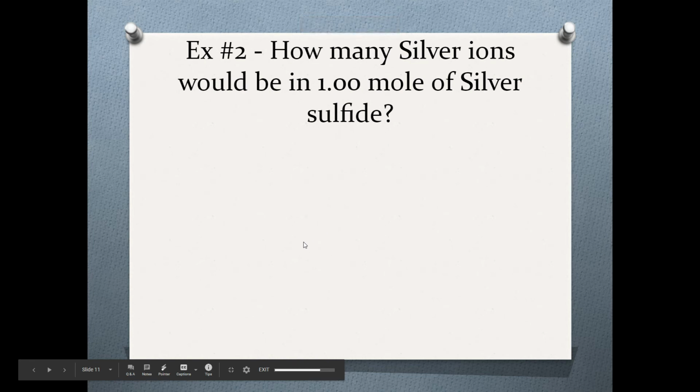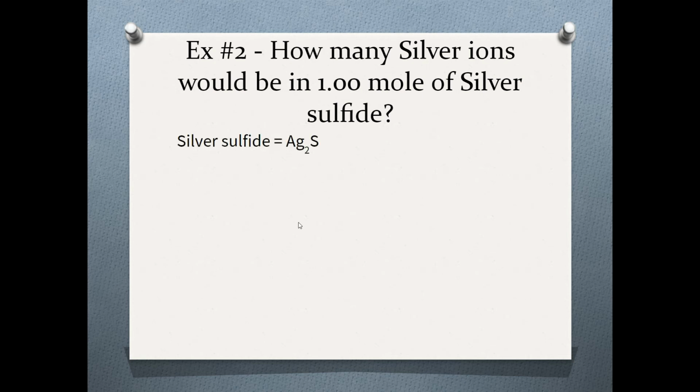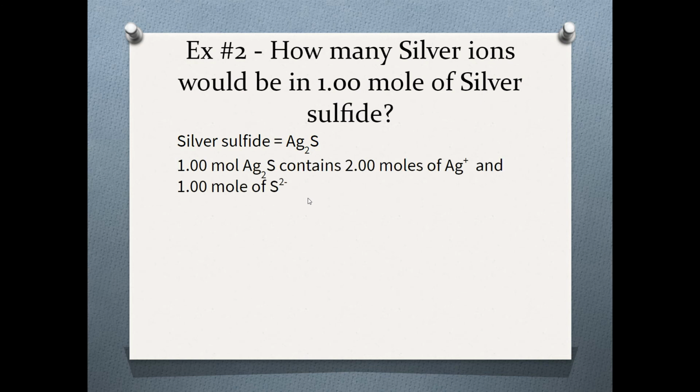So here's another example. Let's say that I have 1 mole of silver sulfide, and I want to know how many silver ions would be in 1 mole of silver sulfide. Well, silver sulfide's formula is Ag2S. So there are 2 moles of silver ions and 1 mole of sulfide ions in 1 mole of silver sulfide. So if I want to know how many silver ions I have, I would take my 2 moles of silver ions and multiply it by Avogadro's number to get 1.20 times 10 to the 24th ions of silver.